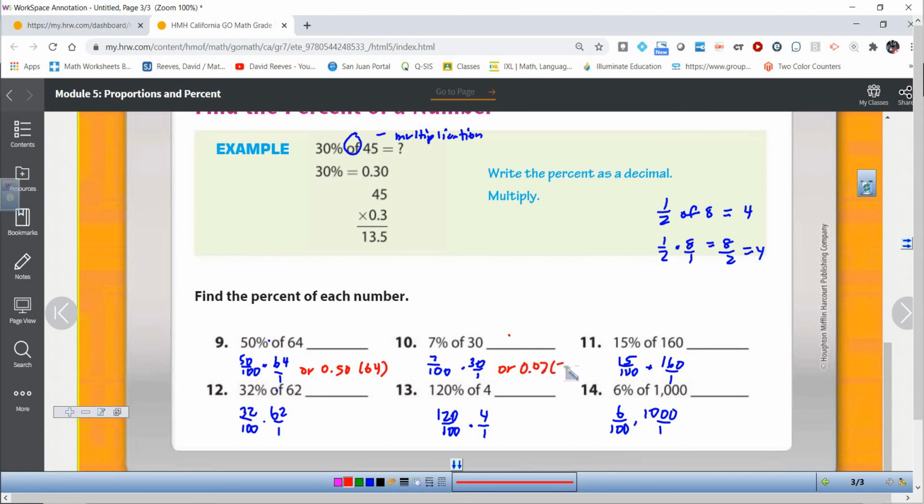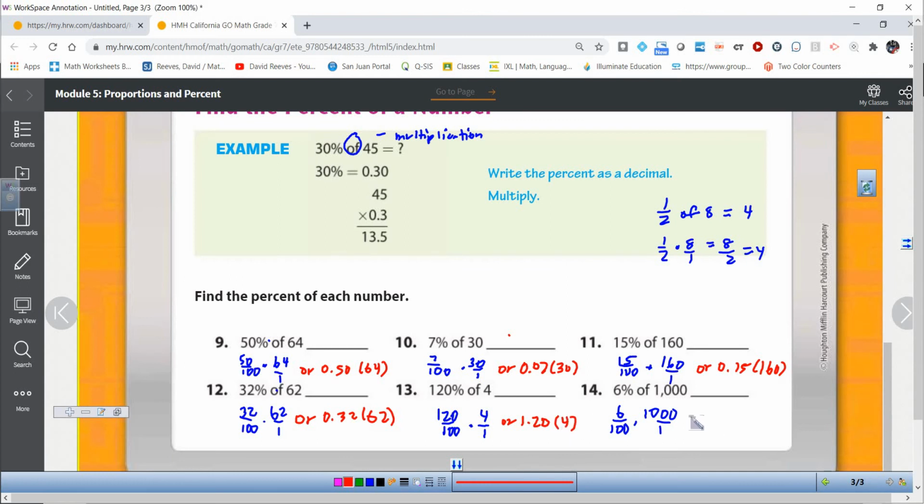0.07 times 30, okay? This one would be 0.15 times 160, all right? And you get the idea, right? 0.32 times 62. Now again, this is 120%, so that would be 1.20, because when it's over 100%, that part there is going to be in front of the decimal, times 4.